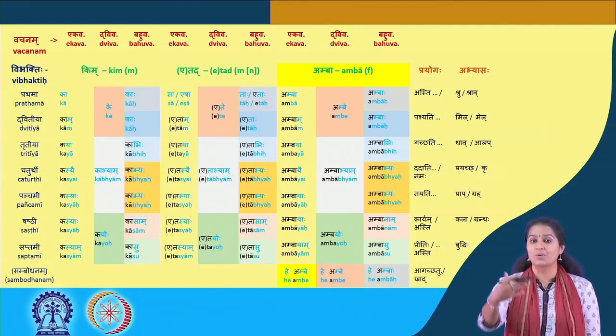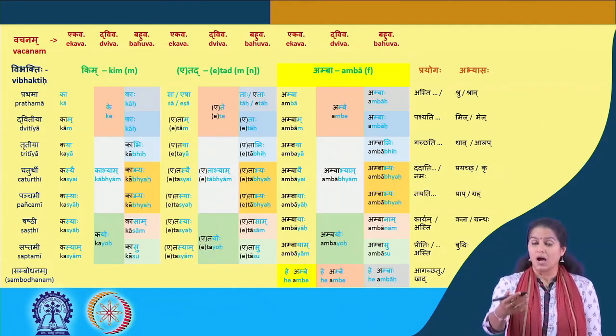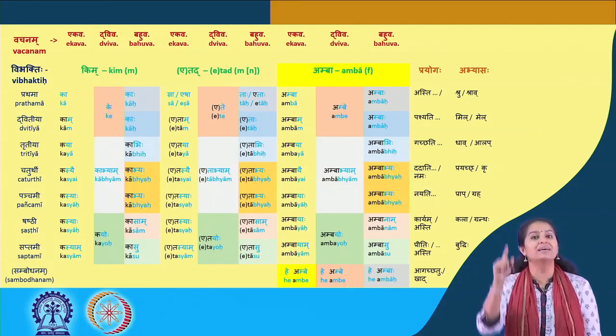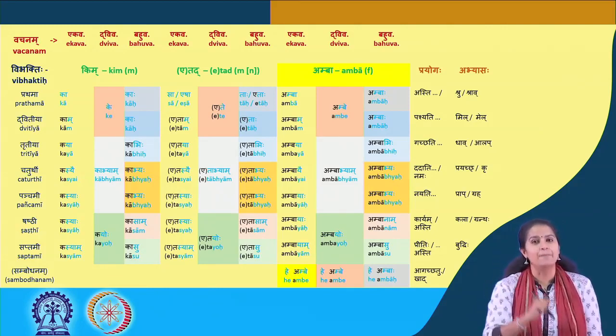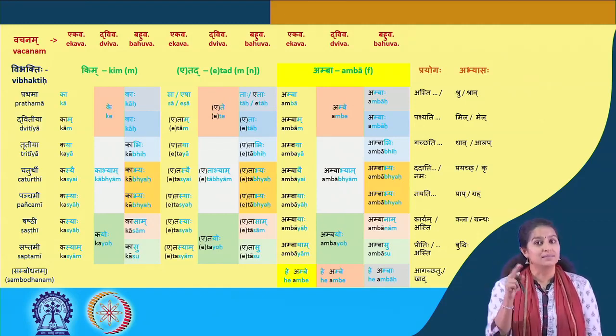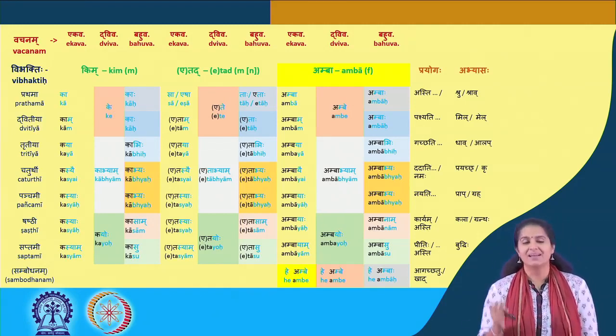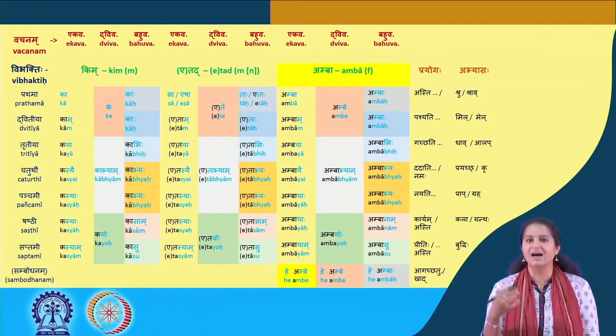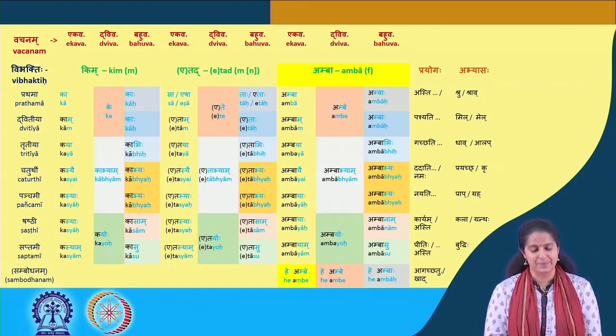Let's move on to the next one. From where? So kasyaha nayati. From whom does he take? Tasyaha ambayaha nayati. Dual. Kabhyam nayati, tabhyam ambabhyam nayati. And for the plural, kabhyah nayati, tabhyah ambabhyah nayati. So the fourth and the fifth being the same here.